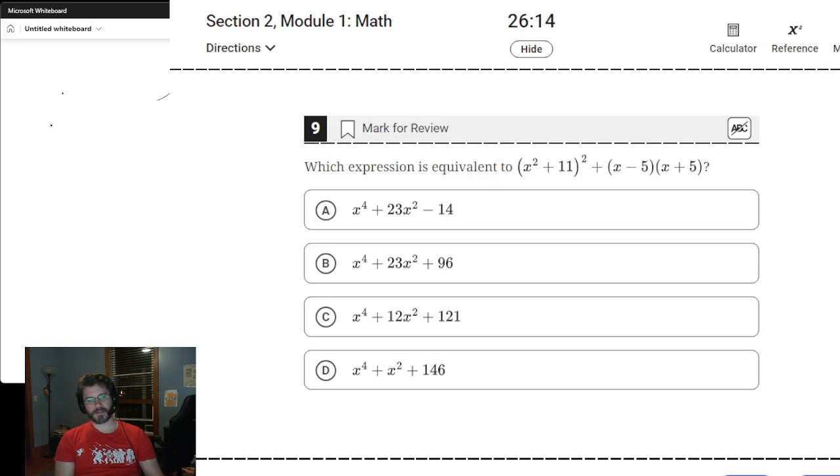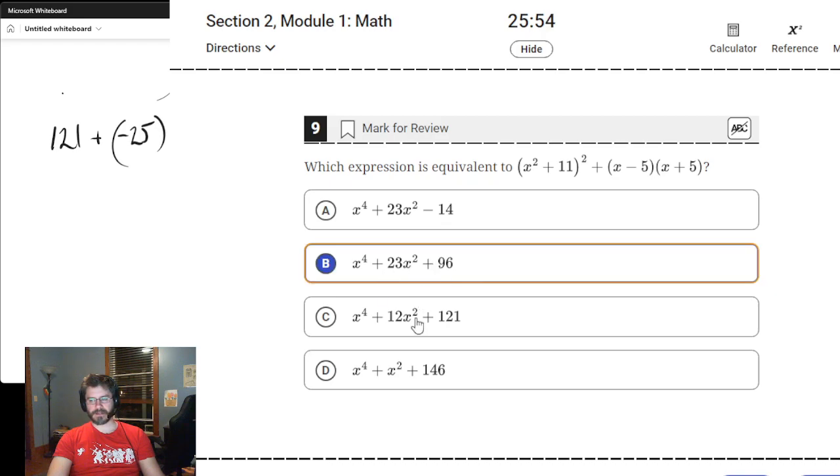So for the first term, we're just going to do 11 squared, which is 121. All the constants, so anything without an x attached to it, plus negative 5 times positive 5 is negative 25. So 121 minus 25, there's no way that's going to be negative 14. There's no way that's 121 or 146. So without even doing the algebra, I know that it's going to be 96.